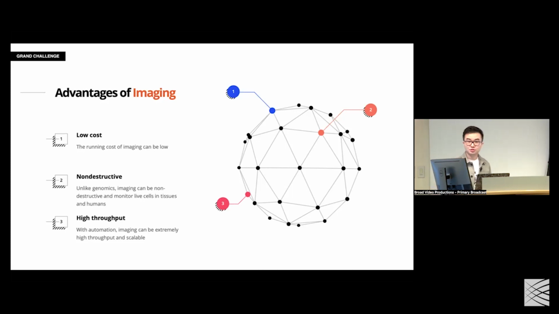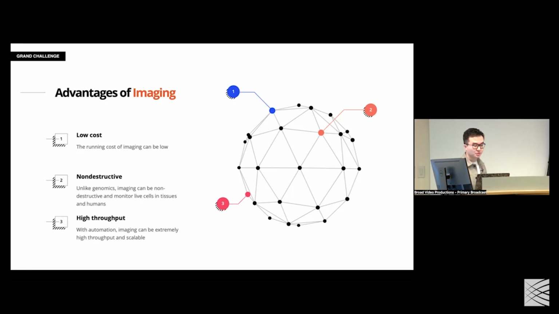The second one, I think the biggest advantage of doing imaging, is that it can be non-destructive, which means you can apply this to study, for example, human samples. You can engineer endoscopy and put it in a human, and you can also track this over time. You don't need to sacrifice or kill the cell. So this will give you the time information, and it will also allow you to really monitor live cells in tissues and humans.